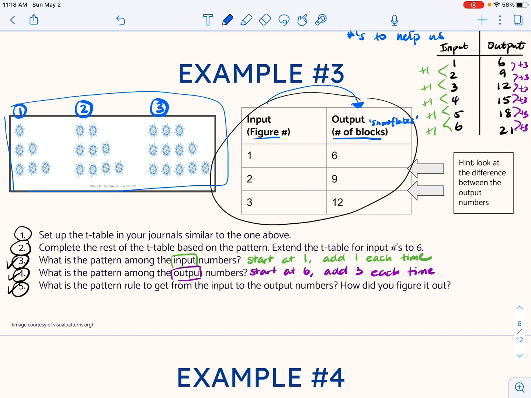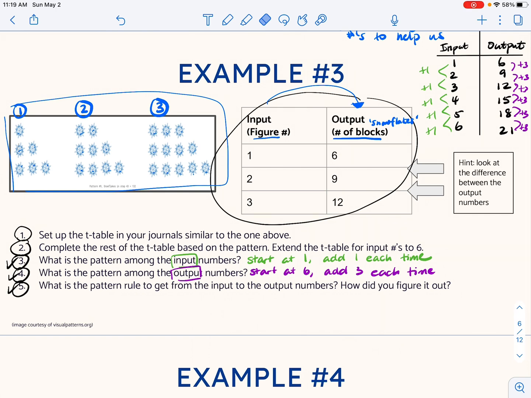So if in figure number 1 or picture number 1, we've got 6 snowflakes. 1, 2, 3, 4, 5, 6. In figure number 2, the number of snowflakes we have should be 9. 1, 2, 3, 4, 5, 6, 7, 8, 9. And in figure number 3 or picture number 3, there should be 12 snowflakes. 1, 2, 3, 4, 5, 6, 7, 8, 9, 10, 11, 12. That's how that works. My apologies. I should have pointed that out to you there.